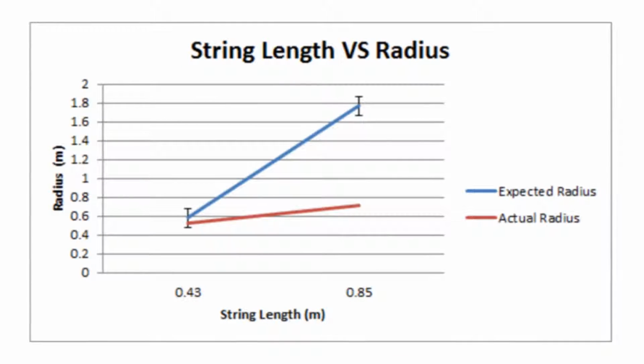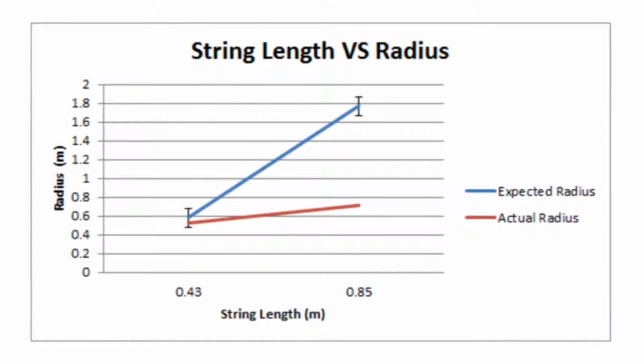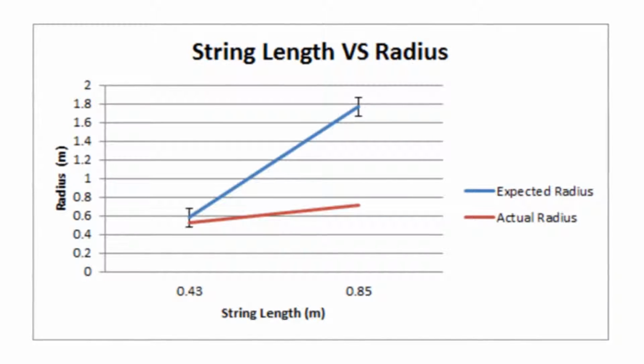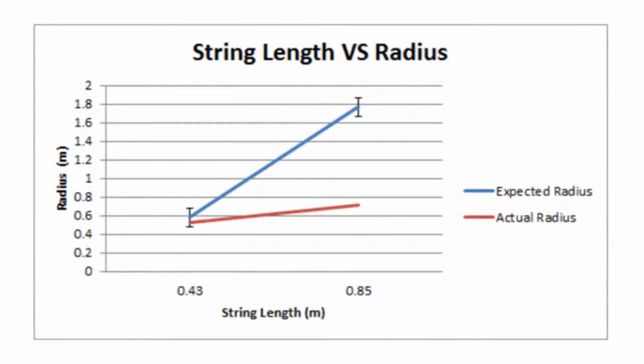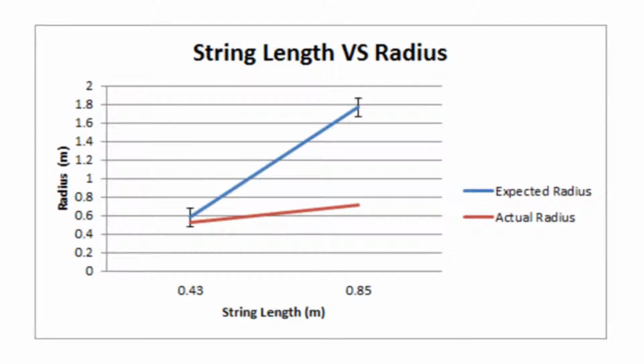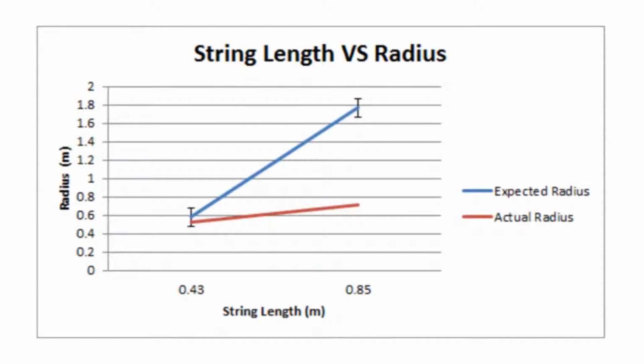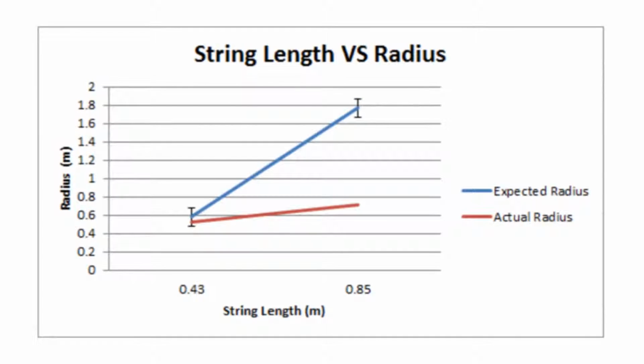The graph also shows that the theoretical radius is always greater than the actual radius. This is because the theoretical radius does not take into account factors such as drag and air resistance, which will slow down the velocity and therefore decrease the radius.